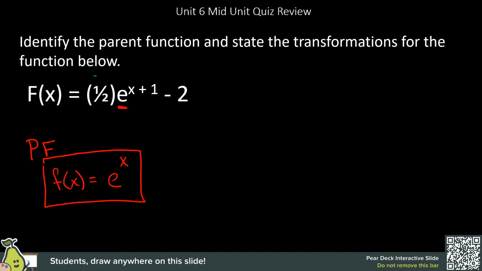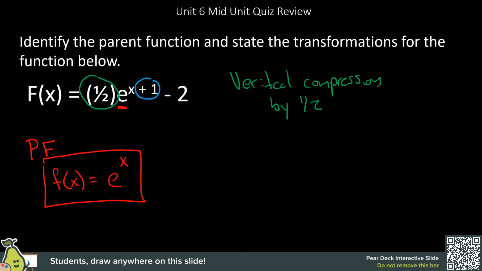So for this, we'll have this 1/2. We know that 1/2, we're going to have a vertical compression by 1/2. Okay. This plus 1 will go 1 unit to the left. And this -2 will cause us to go 2 units down. So the only difference of this question from the ones we just did is that e value.